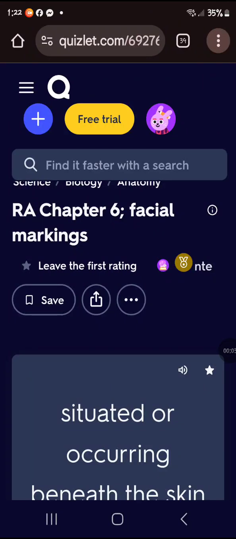Restorative Art, Chapter 6, Facial Markings. This is a Quizlet created by Contessa King.